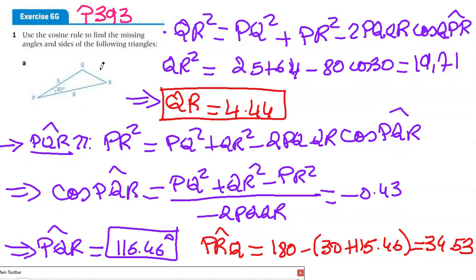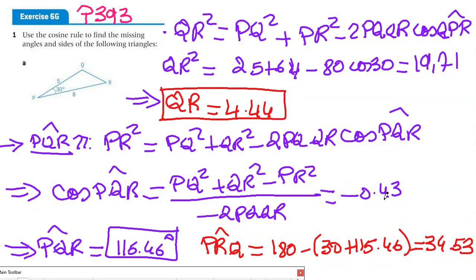I have the 3 sides, so you can pick. Either you find the angle Q first, or this one, as you like. The third one we will find as 180 minus the others. So if I want to find the angle PQR, how will I start? I'll start with the side opposite to it. What is the side opposite to PQR? It's this one. So PR squared is equal to PQ squared plus QR squared minus 2 PQ QR cosine PQR, and then you solve for this one.